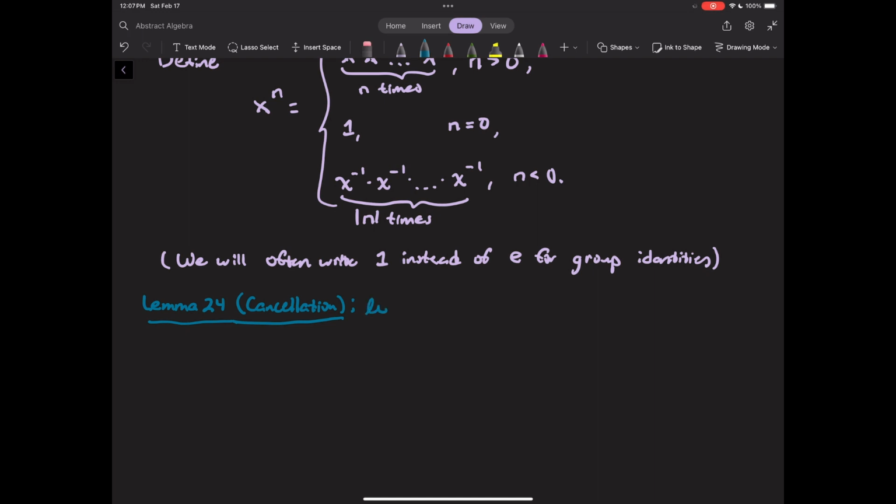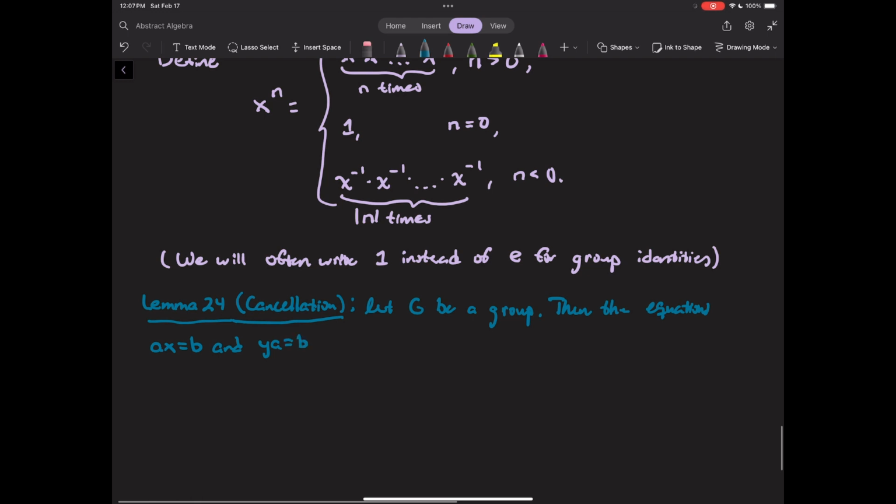So let's define what we mean. Let G be a group. Then the equations AX equals B and YA equals B have unique solutions for X and Y in G. Also, and this is where the cancellation part comes in, the previous part is just saying that we can do a basic manipulation. Also, AU equals AV implies that U equals V.